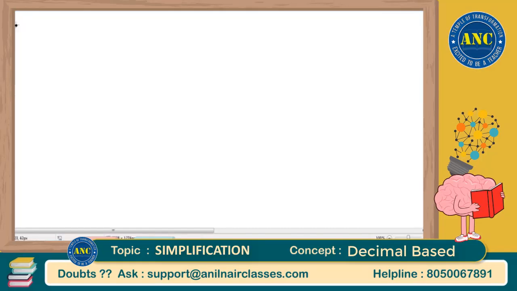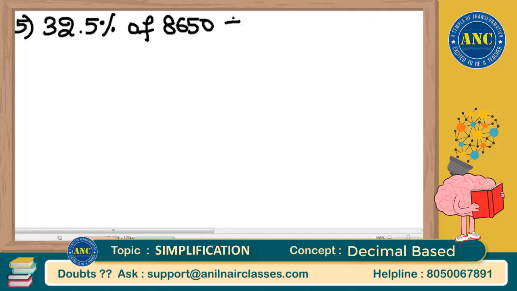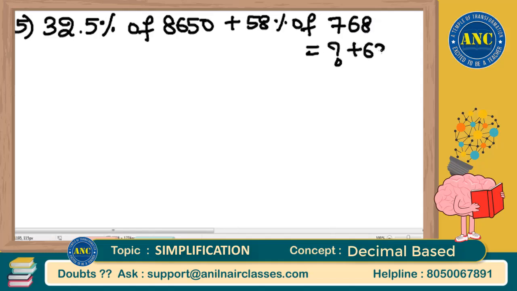Please see this fifth question. In fact, yes, question number 5. 32.5% of 8650 plus 58% of 768 is equal to question mark plus 634.5.